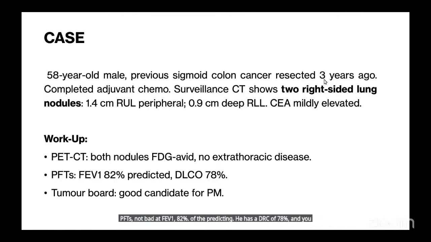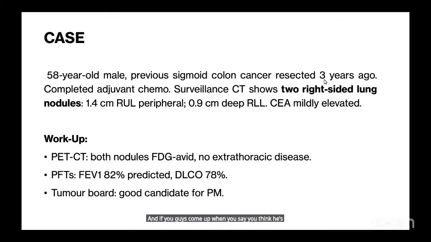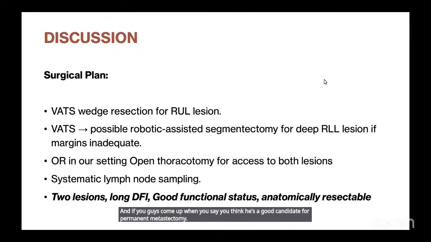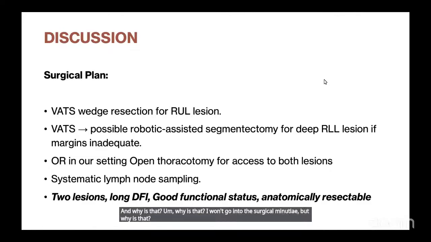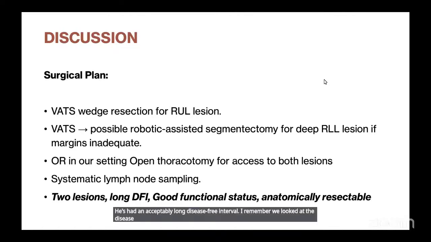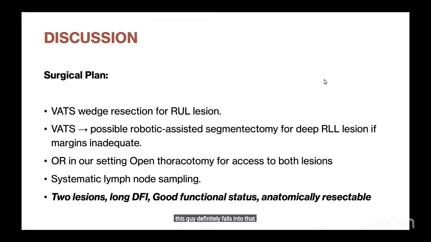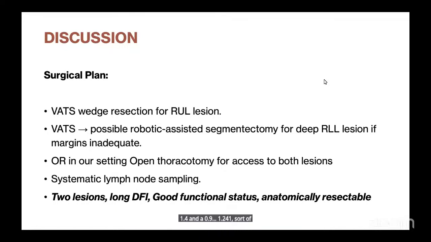You sit at your tumor board, your MDT, which I've been lobbying for, and you say you think he's a good candidate for pulmonary metastasectomy. Why is that? I won't go into the surgical minutiae, but why? You have a patient with two lesions. He's had an acceptably long disease-free interval. I remember we looked at the disease-free interval difference between 36 months and up versus 0 to 11 months, and this guy definitely falls into that category. He has a good functional status, and these lesions are anatomically resectable: 1.4 and 0.9, one peripheral, one deep, but both anatomically resectable.